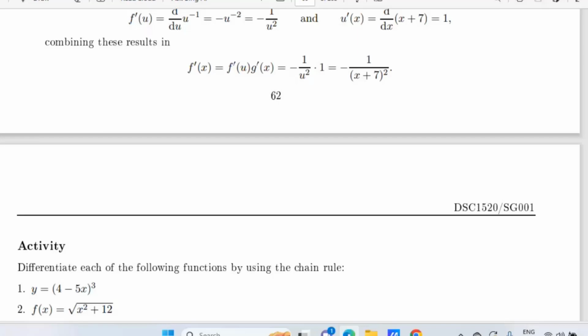Okay. Now, do we agree that f of u, the outer, is equal to u to the power half? Do we agree with it? Yes, agreed. The inner, we let u be equal to x squared plus 12. Yes. Then now, we find the derivative of f of u, which is equal to u to the power half.